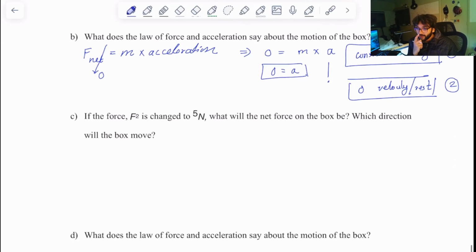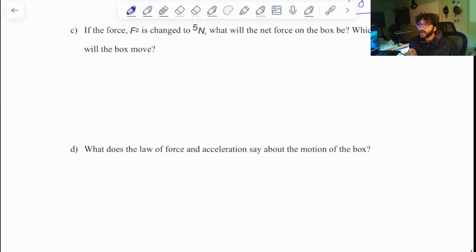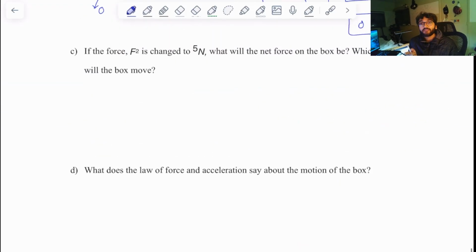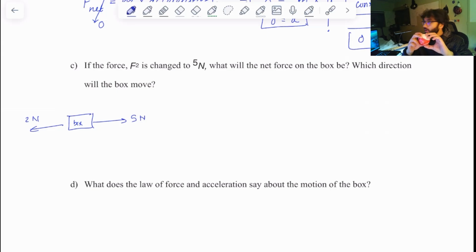Alright, C is the variation of the problem where it says if the force F2, and F2 is the force to the right, is changed to 5 newtons, what will be the net force on the box? Which direction will the box move? Alright, let's see. So you've got the box here, and this is now 5 newtons and this is now 2 newtons. Just from intuition, imagine this is that box. Let's say the 5 newton force is this way, right? And the 2 newton force is this way.